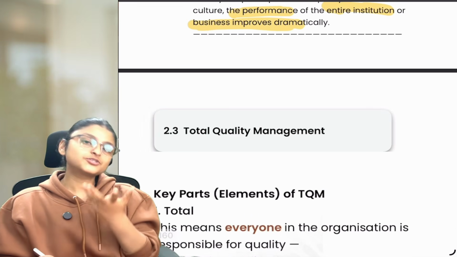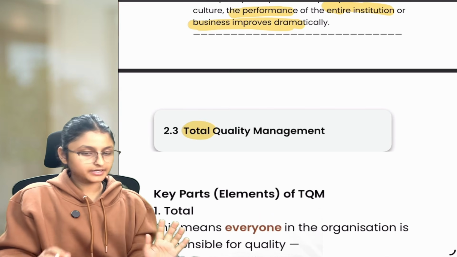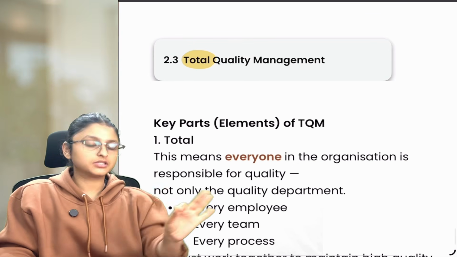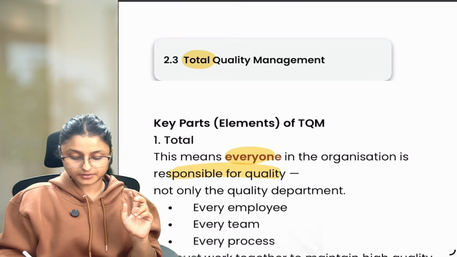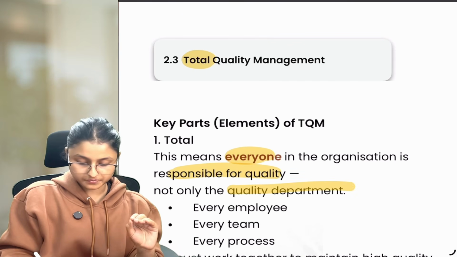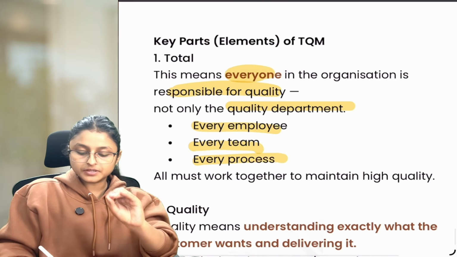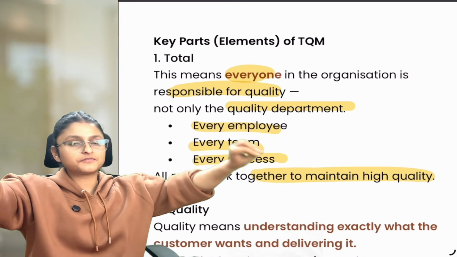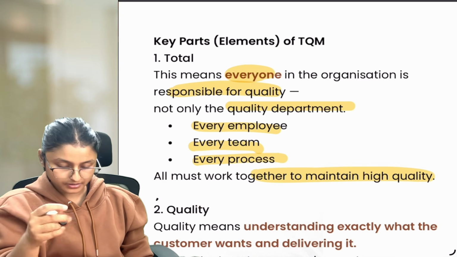Now, what is total quality management? Let's focus on one word at a time. First, let's focus on total. Total means involving everyone in the organization. Everyone in the organization should be responsible for quality. Not only the quality department, but every employee, every team, every process, all must together try to maintain the high quality. So we want to involve everyone in the organization for improving the quality, not just the quality department, right?